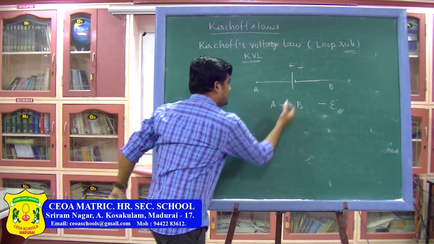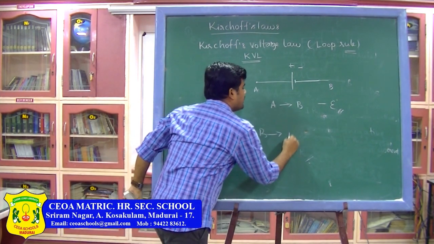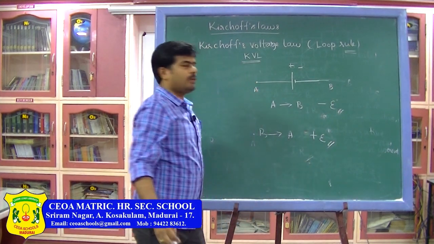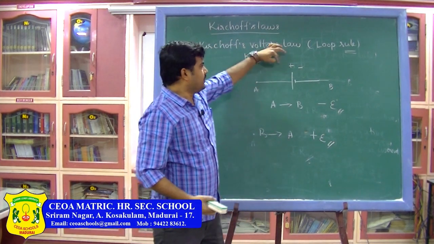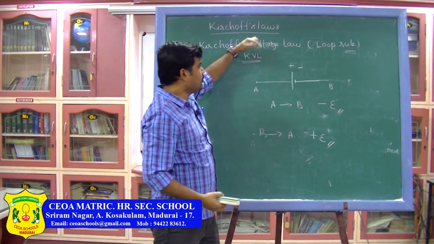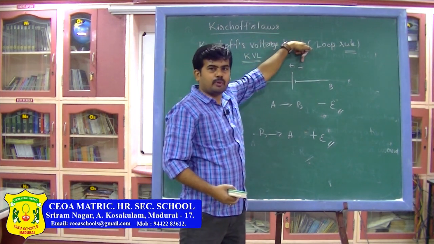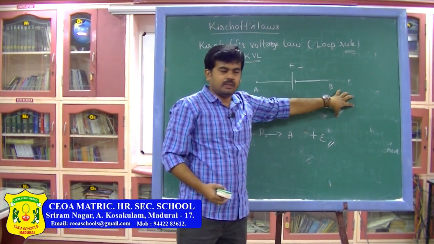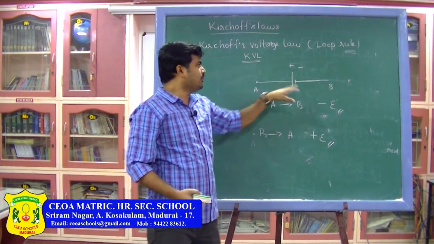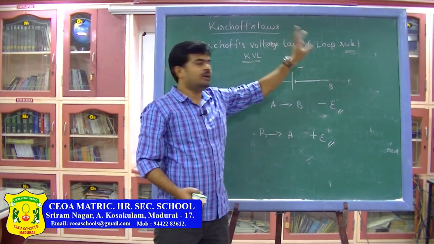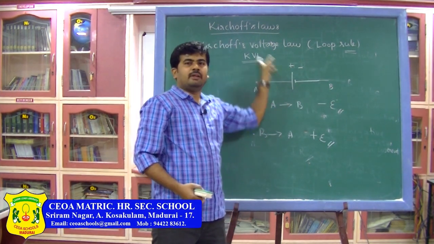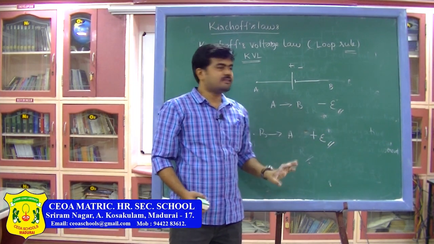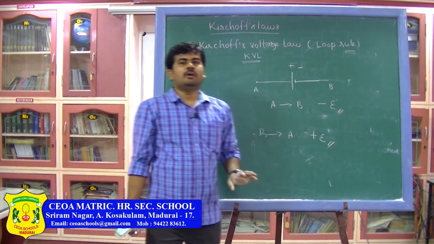Suppose you select the loop moving from B to A, in the opposite direction, then the EMF is to be taken as positive. So, remember two things here: when you move from the high potential terminal to the low potential terminal, consider that EMF has a negative value in the equation. If you are moving from negative to positive, that means low potential to high potential, then consider that EMF has a positive value. So, these are four sign conventions for applying Kirchhoff's rules.